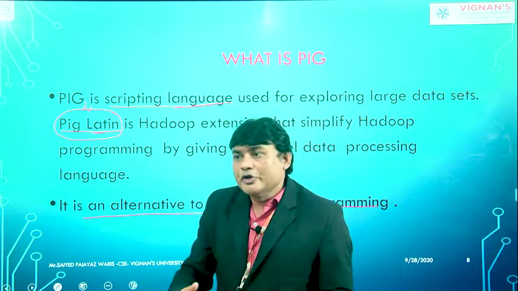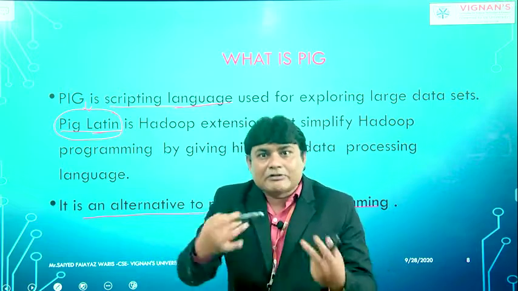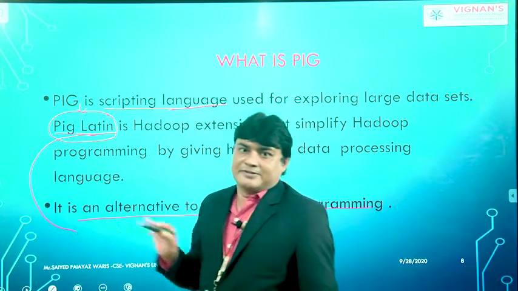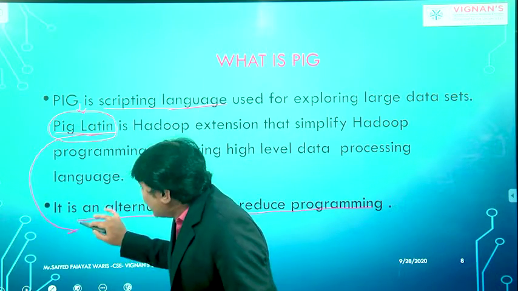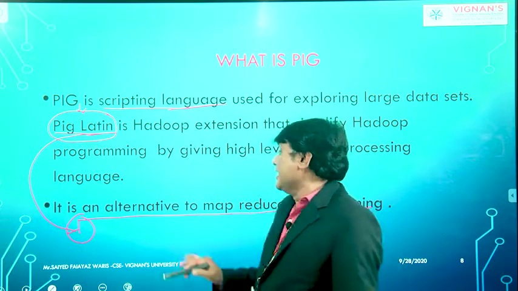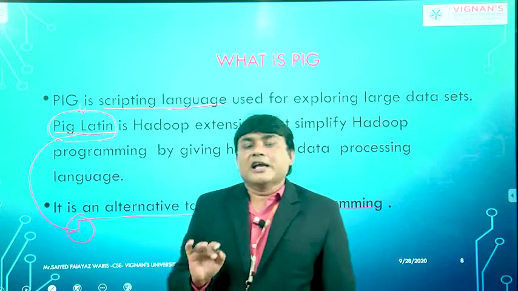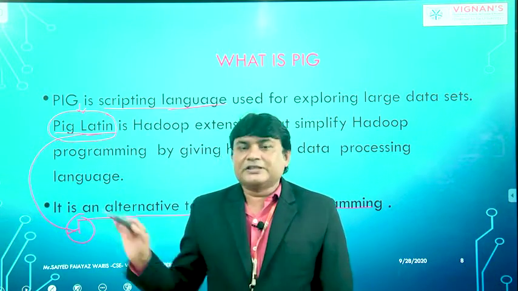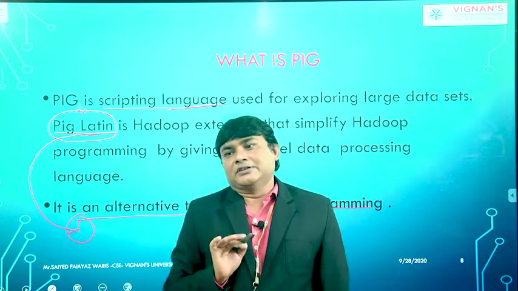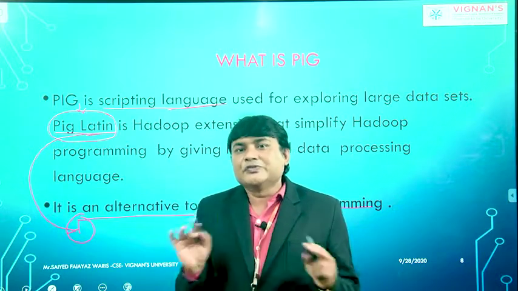What will this Pig tool do? We are going to write a script using what language? Pig Latin language, and that script is going to be converted into a series of MapReduce programs. It means indirectly we are going to get MapReduce programs only. That's why it is called an alternative to MapReduce programming. So what is the ultimate aim? Ultimately you are going to get a series of MapReduce jobs, or a series of MapReduce programs only. Being a scripting language, we can work with it in a very beautiful environment.